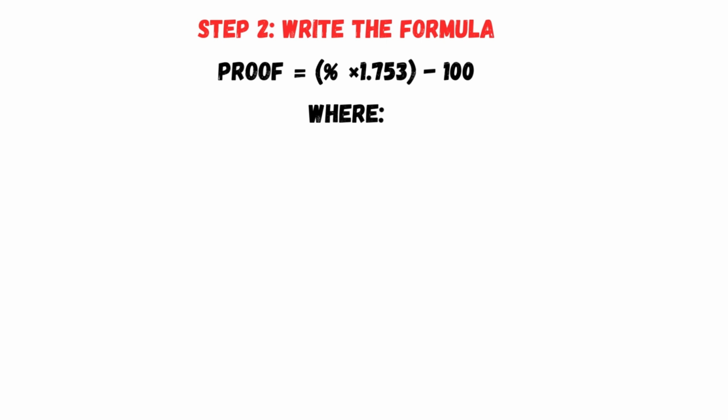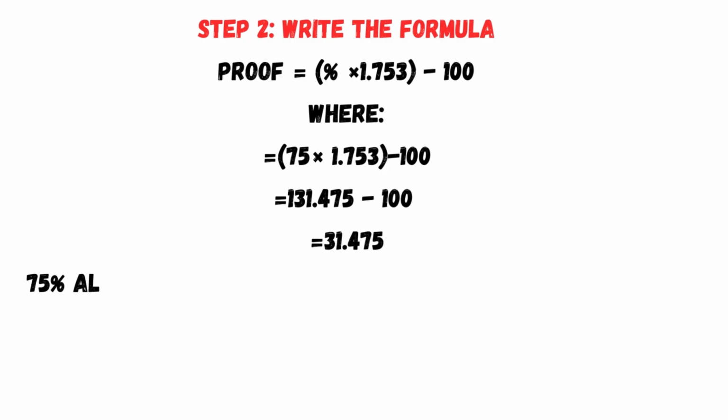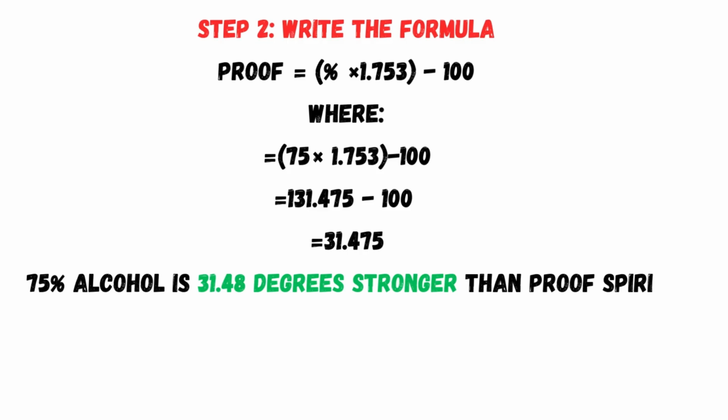So step 2, write the formula. The formula is proof = percent × 1.753 − 100. Here in place of percent, you need to write the percent they have given, that is 75. After calculating everything, you will get 31.475. After getting the value, you need to interpret the sign. The answer is positive, and positive means overproof. Finally, it means 75% alcohol is 31.48 degrees stronger than proof spirit, that is 57.1% proof spirit. It is 31.48 degrees stronger.